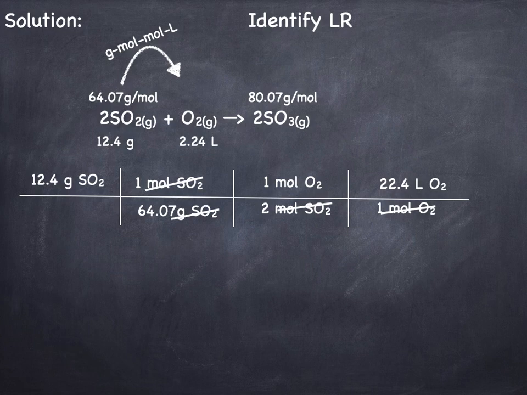And then 1 mole of oxygen gas is equal to 22.4 liters. So you're going to want to multiply across the top and divide across the bottom. And what you find is that it requires 2.16 liters of oxygen gas at STP to react exactly with the 12.4 grams.